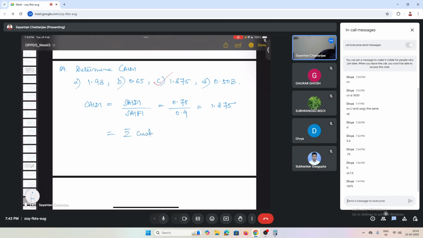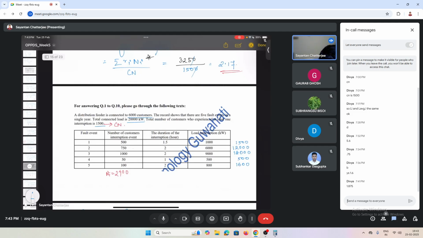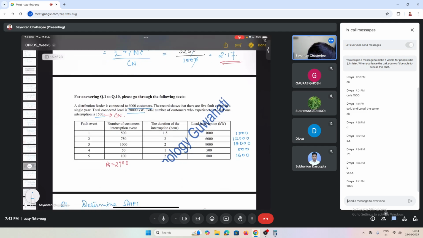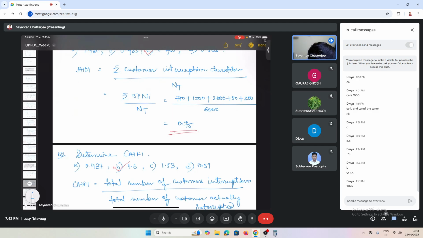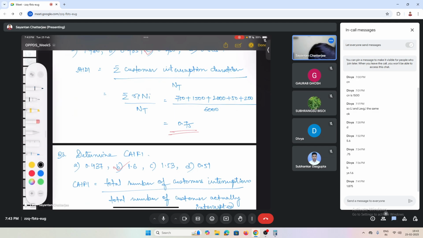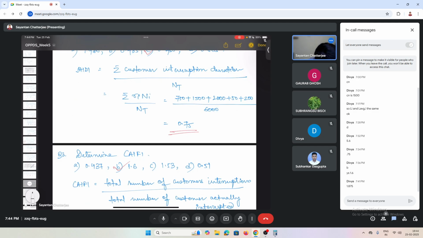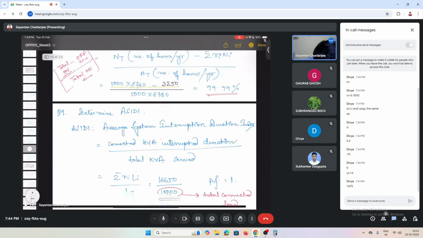So customer interruption duration divided by total number of customer interruptions. Customer interruption duration we can calculate using these two values. We have already calculated this numerator, the total customer duration, summing up the customer durations. We haven't calculated the total customer duration yet, right?